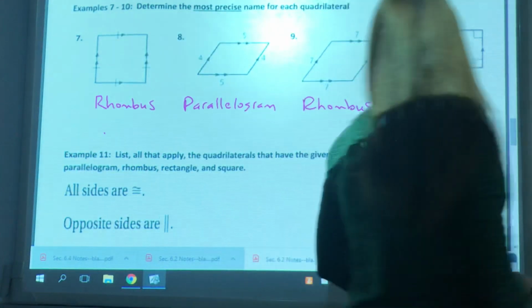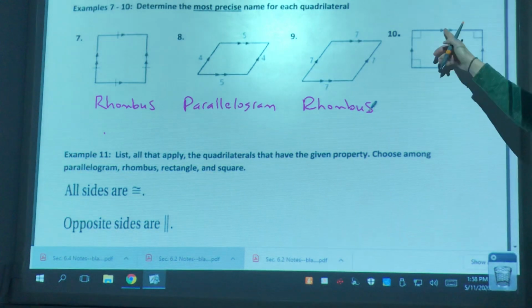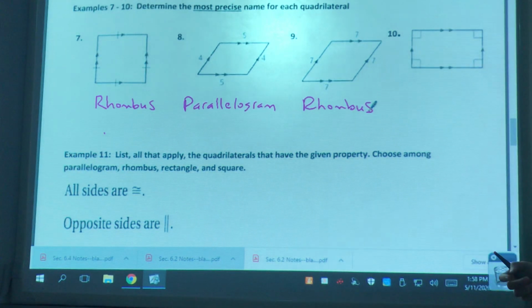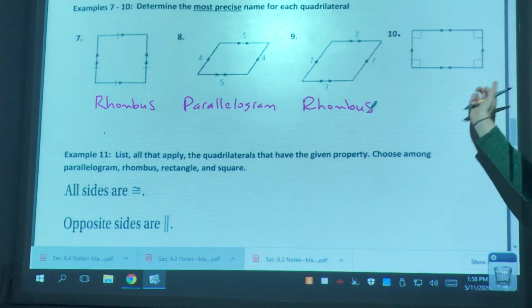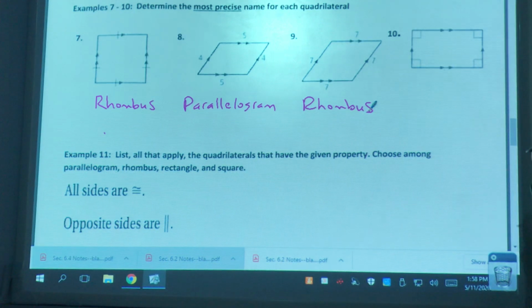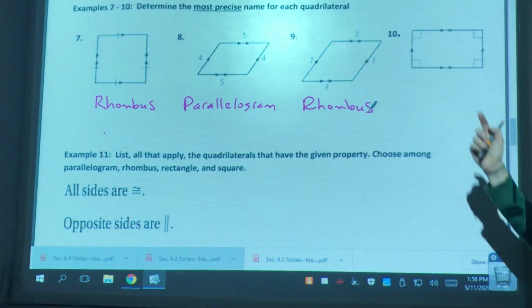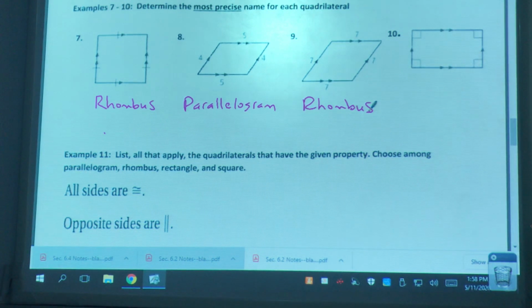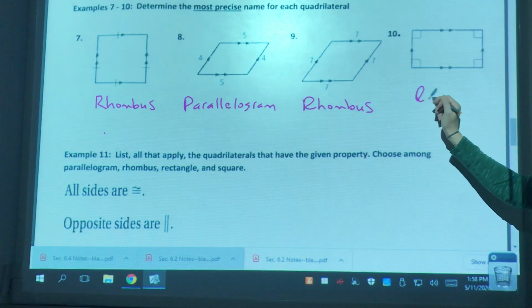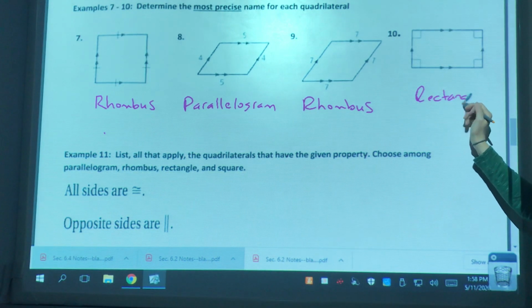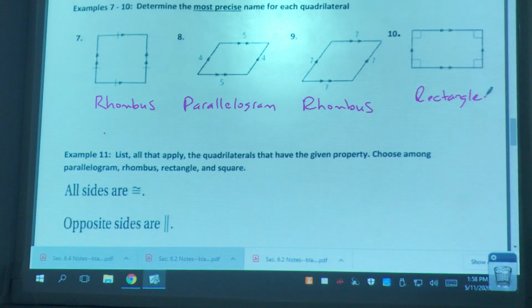Okay, and then last one, I can see it's parallelogram, opposite sides are parallel. I don't see the fact that all 4 sides are congruent or the diagonals are perpendicular to make it a rhombus, so I'm ruling rhombus out. But I do see these 90-degree angles, right angles in the corner, and that's enough to tell me that it's a rectangle. It can't be a square though, because I didn't say it was a rhombus. So rectangle is the most specific thing here.